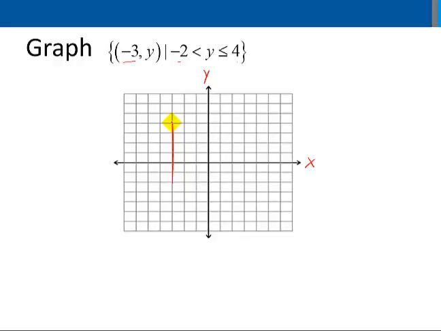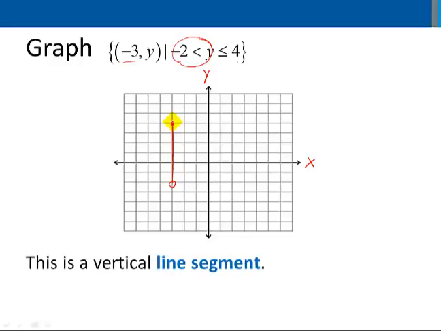So let's see what that looks like. Okay, it looks good, except we need to pay a little more attention to those endpoints. Y is strictly greater than -2, meaning that at the point (-3, -2), we need to put an open circle. And we can see that at y equals 4, this point will actually be included. Y is less than or equal to 4. This is a vertical line segment.